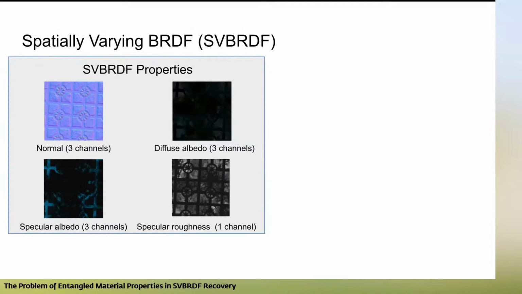The SVBRDF, or the spatially varying BRDF, describes the BRDF over a 2D location over an object's surface. The SVBRDF properties consist of a 3-channel normal map to account for fine variations in surface geometry, a 3-channel RGB diffuse albedo map, a single-channel specular roughness for reflectiveness, and a 3-channel RGB specular albedo map. These parameters are represented per pixel in a 2D grid structure.